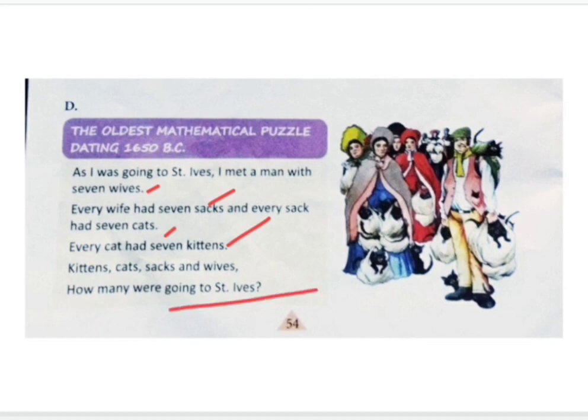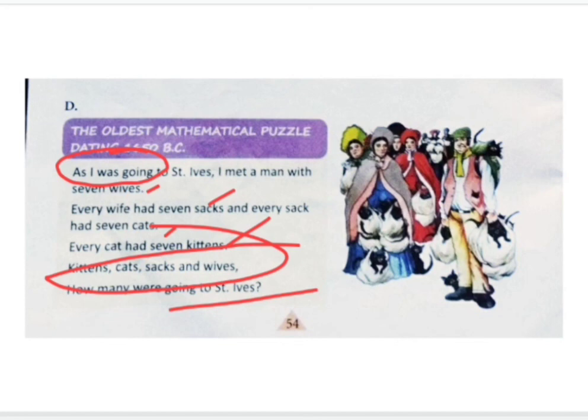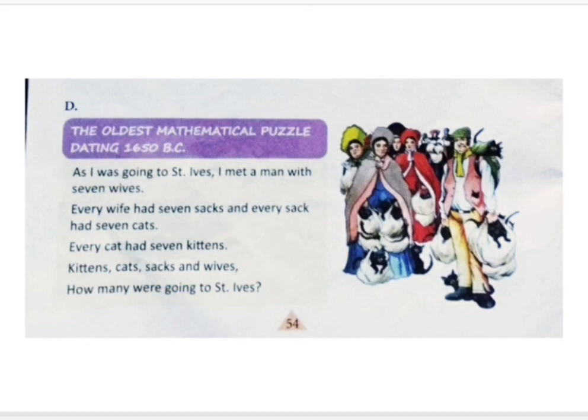So, how many were going? Think about it. The answer is only I was going. All of these I met on the way. They were not going to St. Ives. So who was going? Only one person, that is me. He was going to St. Ives. That's all about these 2 pages. Thank you.